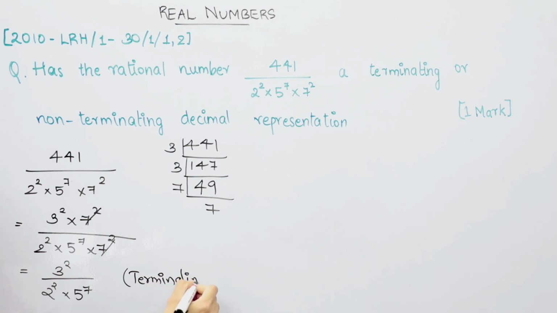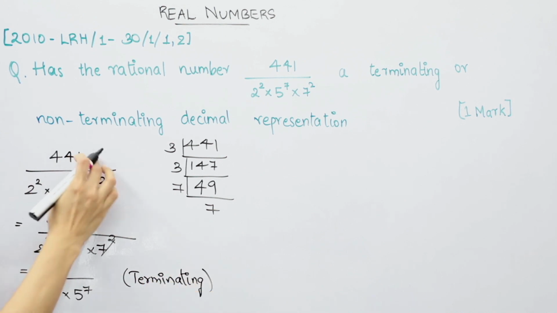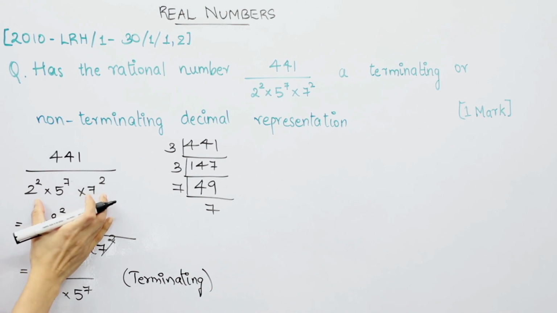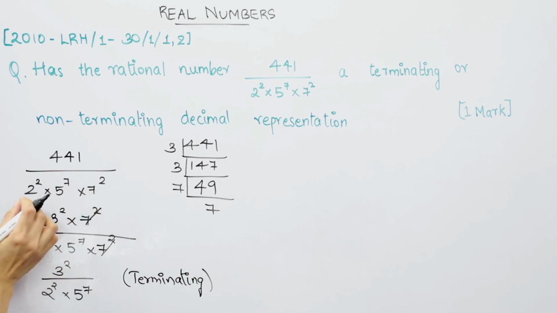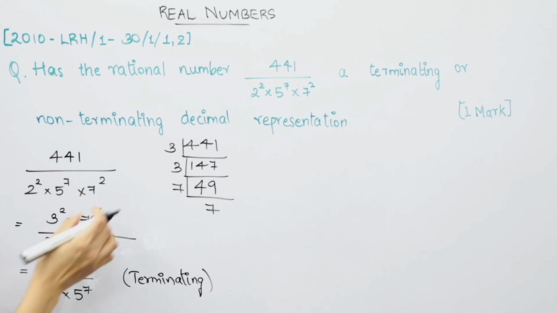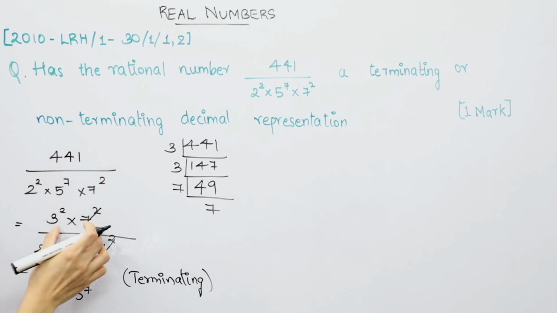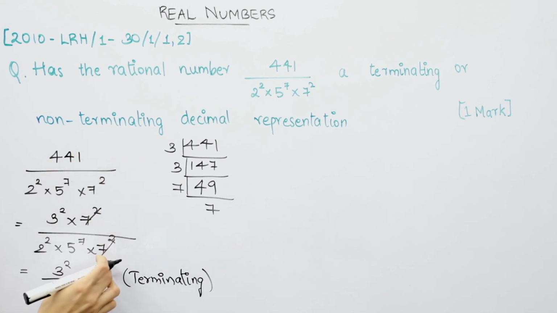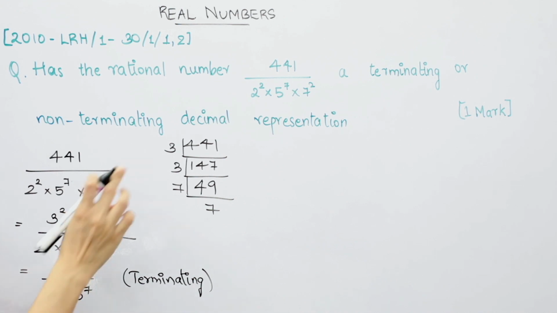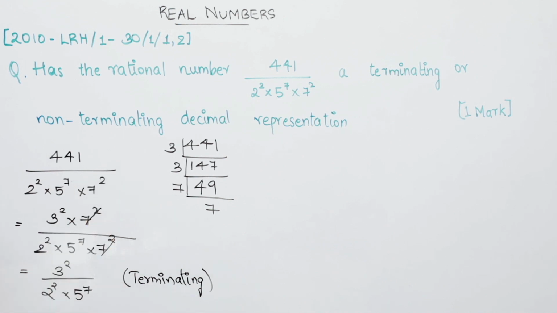So the rule is that a rational number, when expressed in p by q form, if the prime factorization of the denominator has only 2 and 5, then it will have a terminating decimal representation. But here we have 7 squared additionally. So we first try factorizing the numerator and we see that it cancels out the 7 squared in the denominator. So now we have only 2 and 5 in the denominator. Therefore, the number has terminating decimal representation.